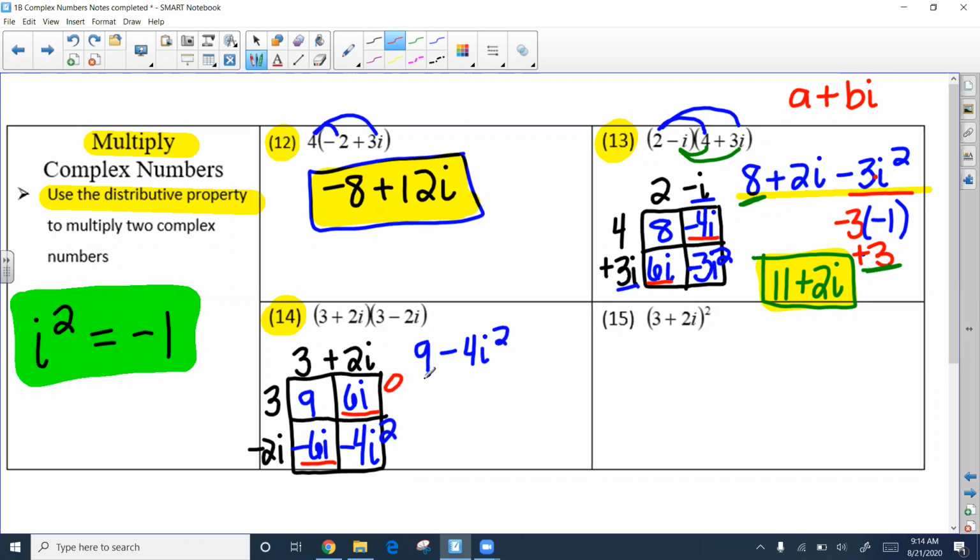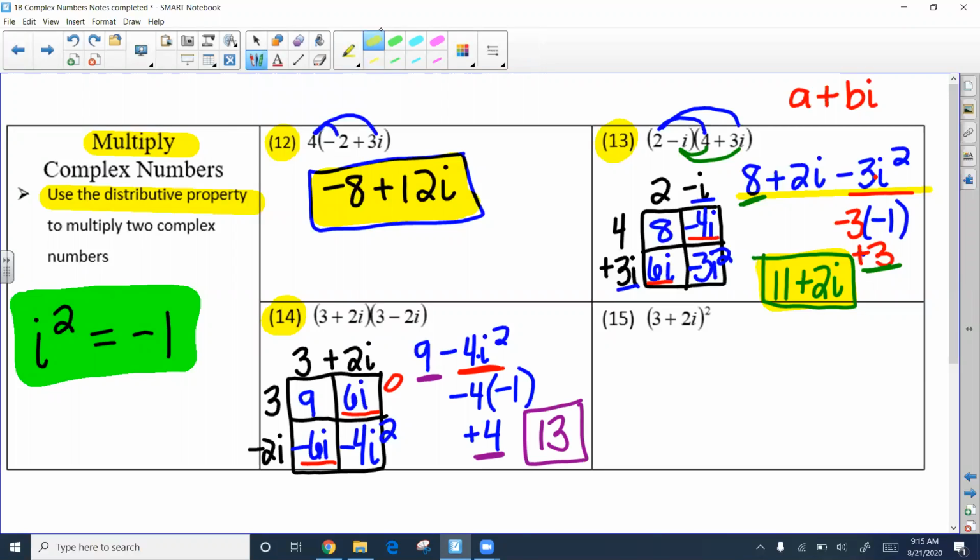But this is not my final answer, because I have to simplify the i squared term. So this is minus 4. Remember, i squared is negative 1. So this becomes negative 4 times negative 1, which becomes positive 4. Now I can combine the positive 9 and the positive 4. And so my final answer is 13.